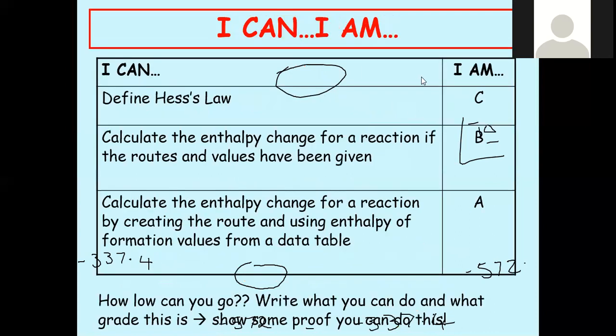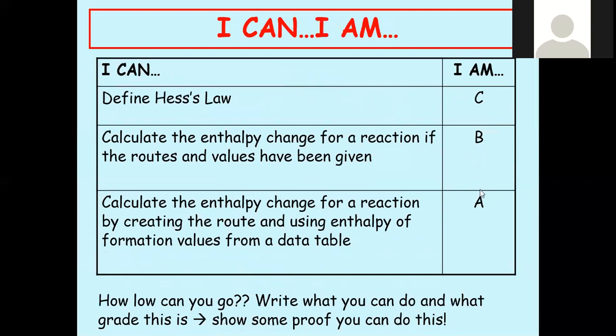Hess's law, what you should be able to do now is define Hess's law for C grade, calculate enthalpy change for a reaction if the routes and values have been given, and then calculate the enthalpy change for a reaction by creating a route and using enthalpy of formation values from a data table. You are not expected to get from thin air the enthalpy of formation values. You will be given those.